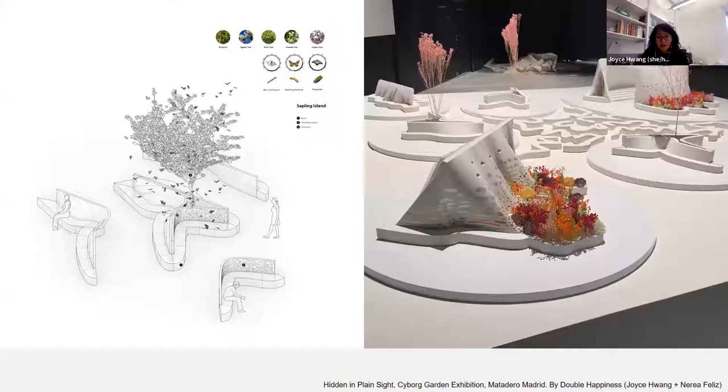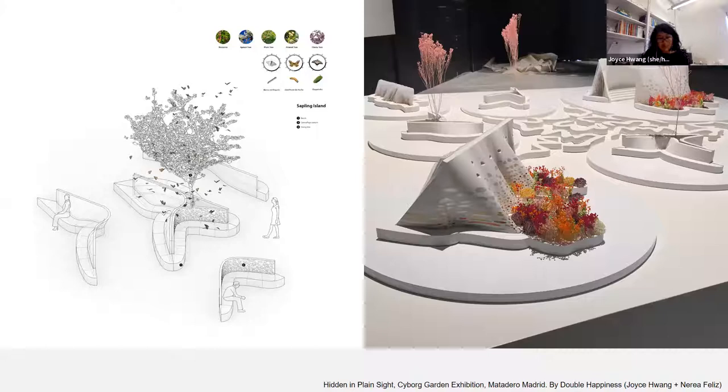And so our proposal was basically a series of urban furniture pieces that would all function in different ways. So this is a series of pieces that we were calling Sapling Island, which would move together to form a series of benches, but also become a planter for young trees and other vegetation.